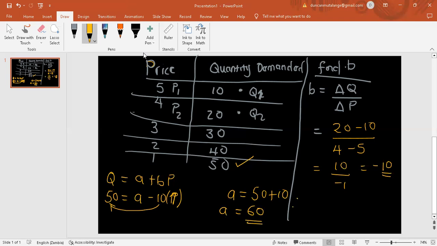Therefore, my demand function, I can say that the demand function is equal to what? What is the A? It is 60. Then our B is what? -10. Then we have the P. So this should be the demand function that you would have found.